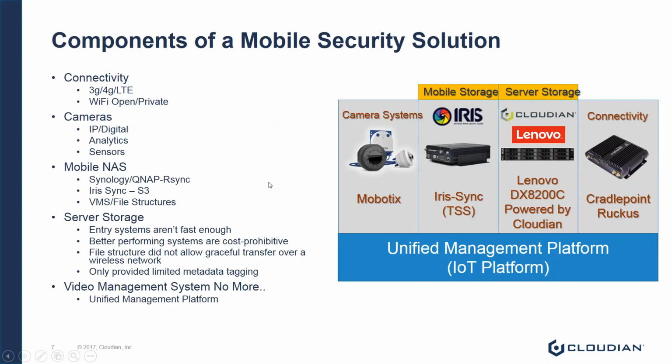So this is the component of the system that we're trying to build. It involves 5 different components. The first is connectivity. You've got 3G, 4G, LTE that's provided by the Cradlepoint, if you look at the diagram. And then we have the Wi-Fi. With Wi-Fi, you have the option of going open or private. Open is basically your regular Wi-Fi, 2.4 or 5 GHz signals. Private could be 4.9 or any other channels that are private, right?